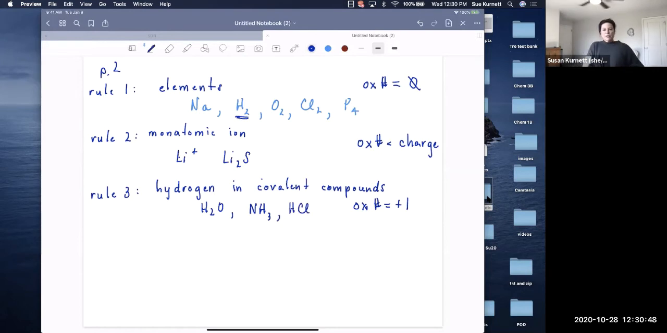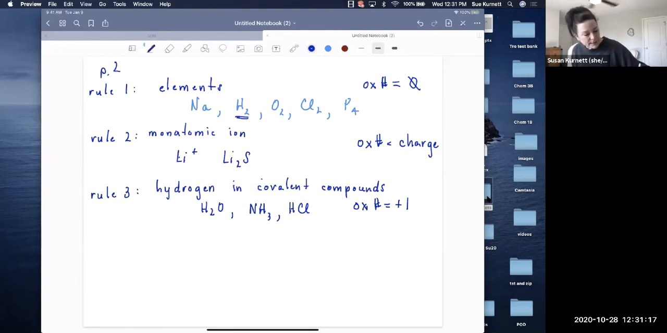So is that ionic or covalent? Hydrogen chloride. That's covalent. Because even though hydrogen is with the group 1 metals, it is not a metal. It's a non-metal. So the oxidation state for hydrogen there is +1.